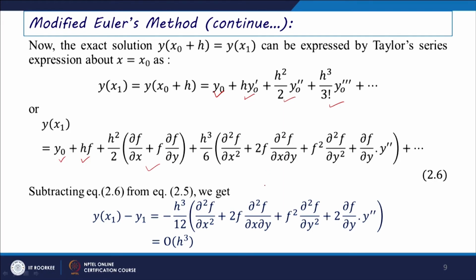And we obtain a subtracted term in the form of minus h cube by 12 times del square f by del x square plus 2f del square f by del x del y plus f square del square f by del y square plus 2 del f by del y into y double dash here. That is nothing but order of h cube. So, we are finding this improved form of Euler's method by going for higher approximations. In the earlier method the error was of order h square, here the error is of order h cube.